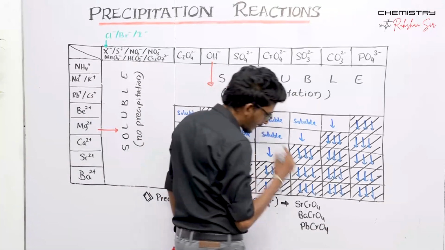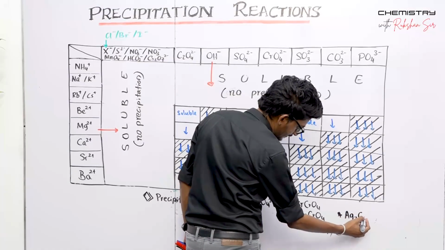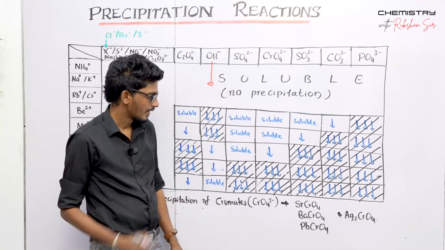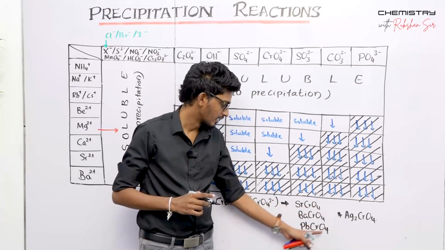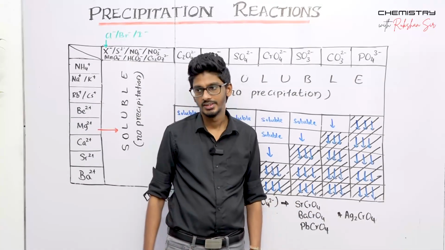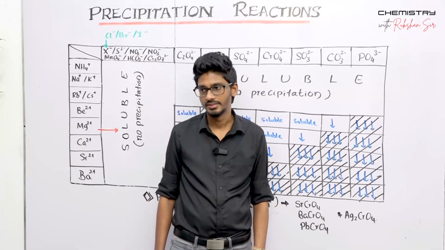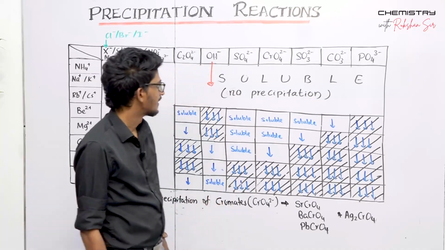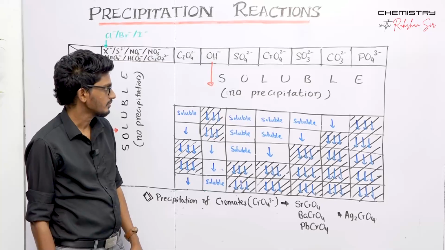Other than that, silver chromate also appears. Only 4 precipitates are available as chromates: strontium, barium, lead, like in sulfates, those 3 ions are there, and silver chromate. Those are the only 4 precipitates available as chromates, right? Okay, that is the trend we can see with the chromates.